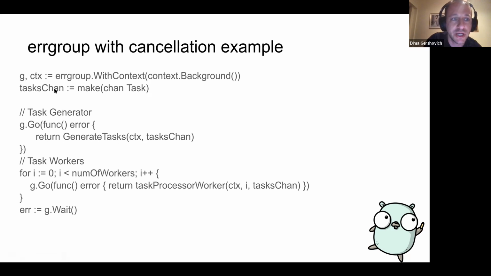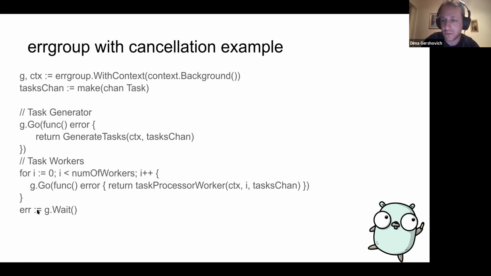And I initialized here a channel on which the sender would be sending all the tasks to the tasks processor workers. So generate tasks will receive two parameters, the context and the tasks channel. And the workers, they also would have their method, task processor worker, and it will receive as well context and task channel. And I just send also the number of the worker. And we wait for everything to complete with g.Wait. If any of those Go routines, either the generator or the workers, return an error, then g.Wait will return with an error.